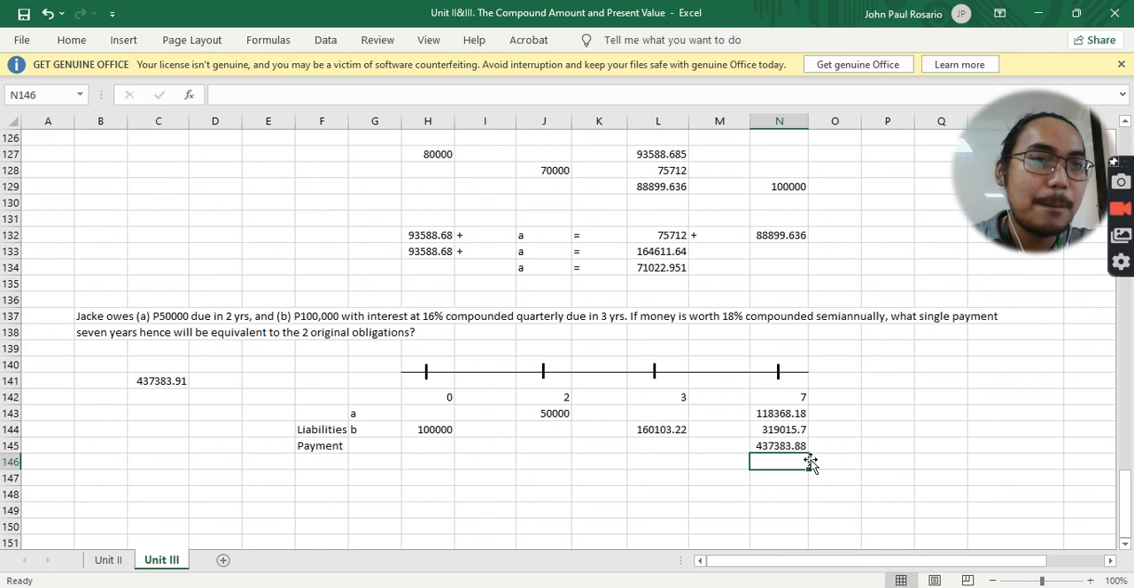Please take note of the possible postings of your assignments for these chapters, Unit 2 and Unit 3, compound amount and present value. Also, please prepare for your unit drill, which could be given either Wednesday, Thursday, or Friday next week.